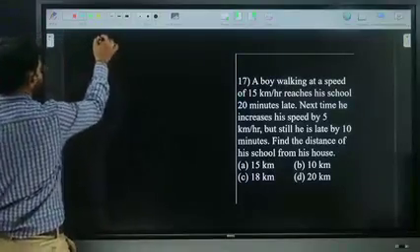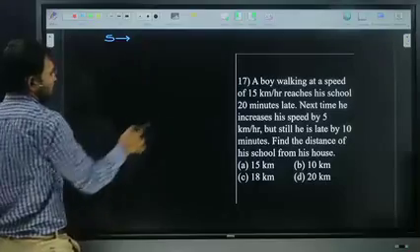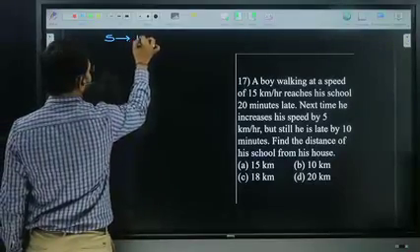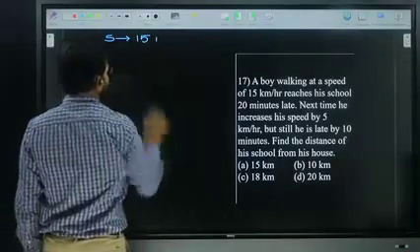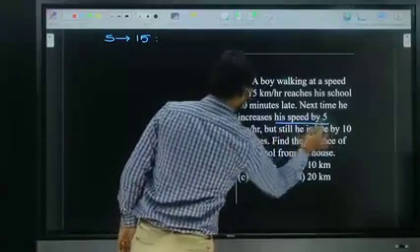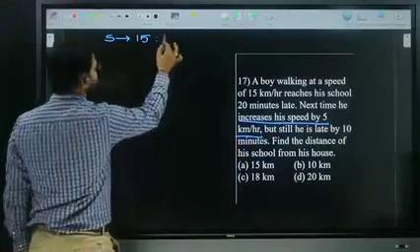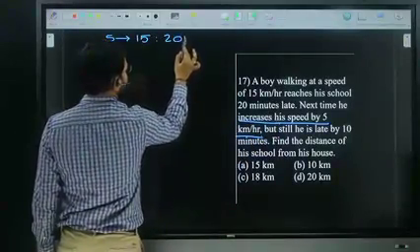Look at me, amma. Here they have given speeds ratio, na. So listen carefully here, amma. Speeds ratio is what? 15 km per hour, first case. Second case is what, amma? His speed is increased by 5 km per hour, so the new speed is 20 km per hour.